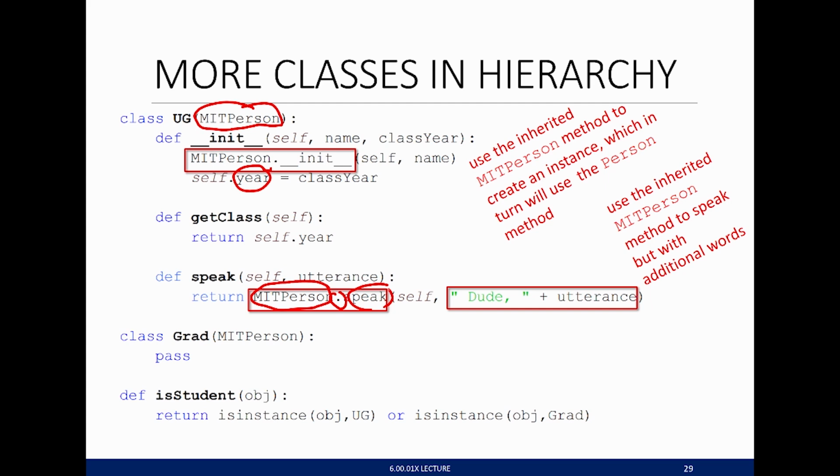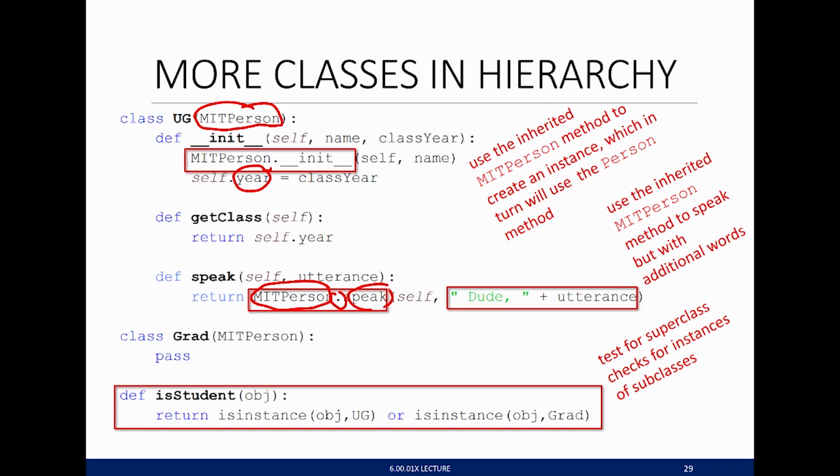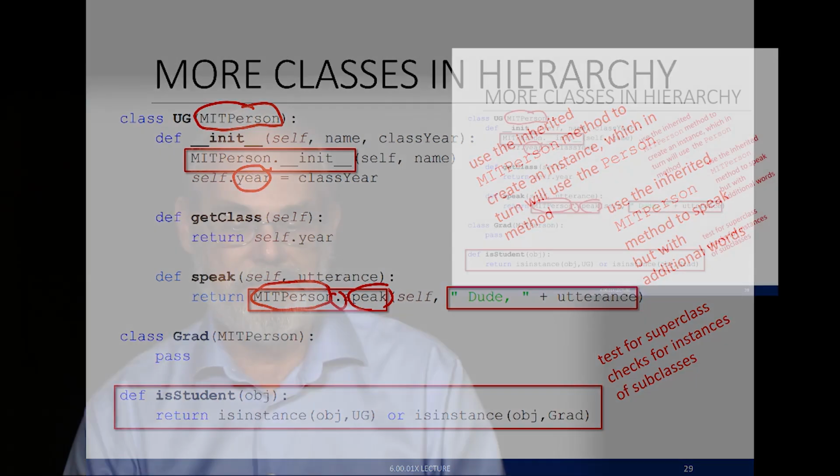I've got undergraduates. I can also have graduate students. I'm just going to make a separate class for them. And then I want to be able to tell whether I have a student, an instance of that, and here I can use both types to actually pull them out. So I can check for the superclass of is somebody a student by simply saying, is this an instance of an undergrad or is this an instance of a grad student?